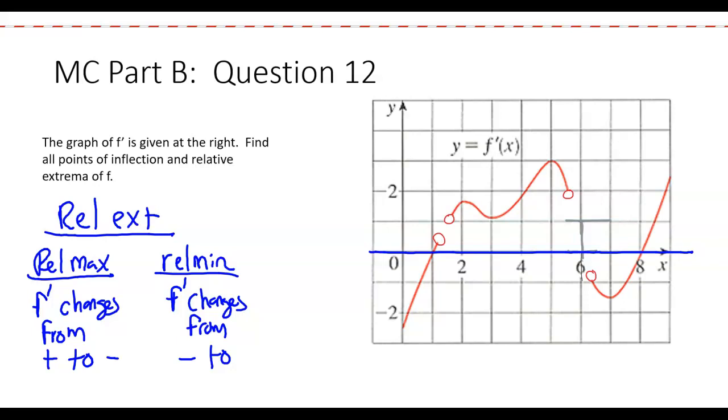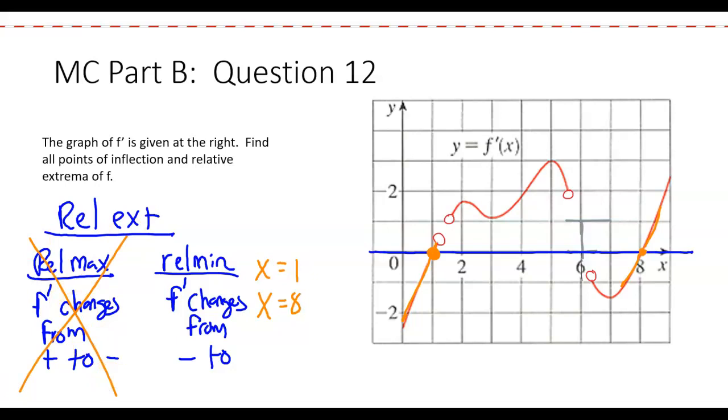So here's one right here. At this point, x equals 1, we're going from below the x-axis to above the x-axis. So that's negative to positive, so that would be a relative min at x equals 1. We have another one over here. That's also going from below to above. So there's another relative minimum at x equals 8. Now, I don't see any relative maxes. I don't see anywhere on here where it goes from positive to negative, so none of those seem to exist.